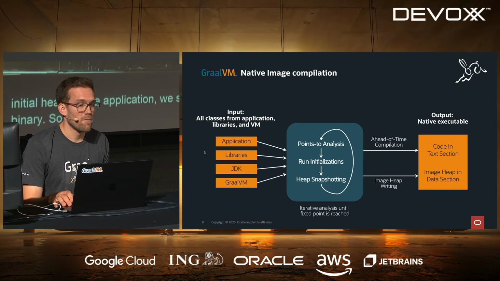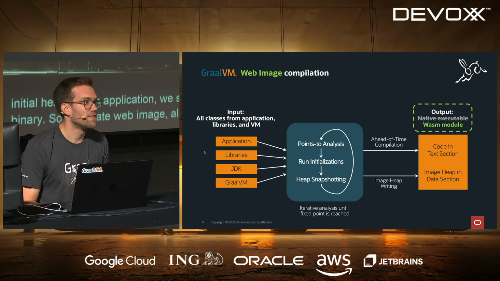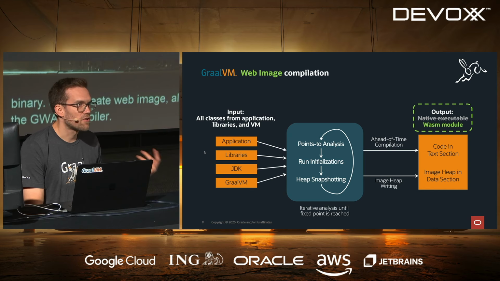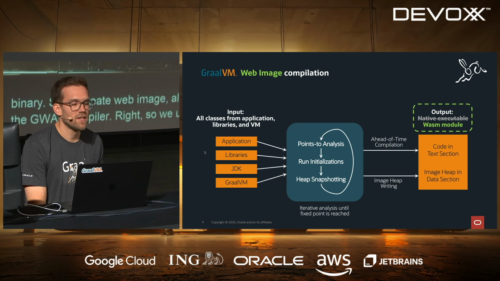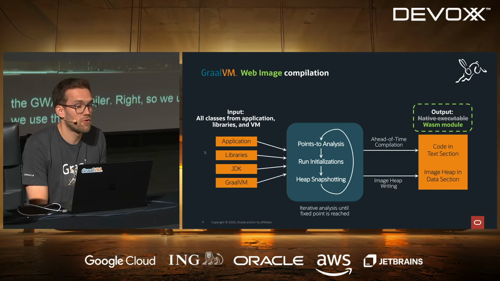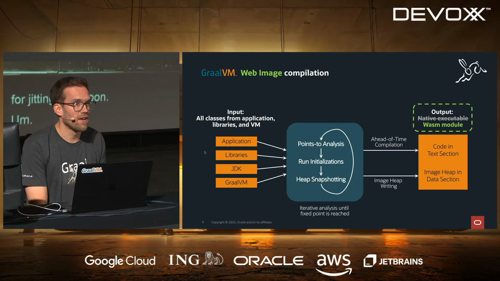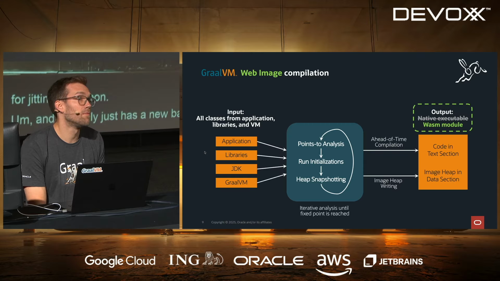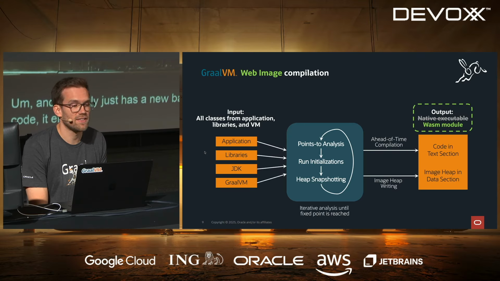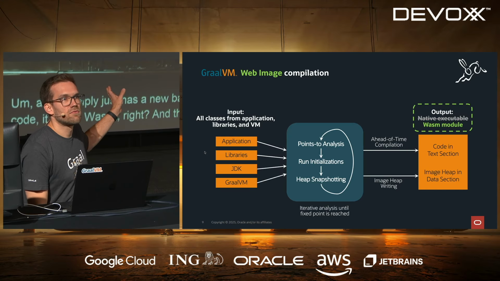So to create web image, all we had to do is change the output of the Graal compiler, right? We use our compiler written in Java. We use that for AOT compilation. We can also use that for JITting. I will use that for JITting very soon. And it simply just has a new backend. Instead of emitting machine code, it emits Wasm, right? And that's it. So everything else remains the same.